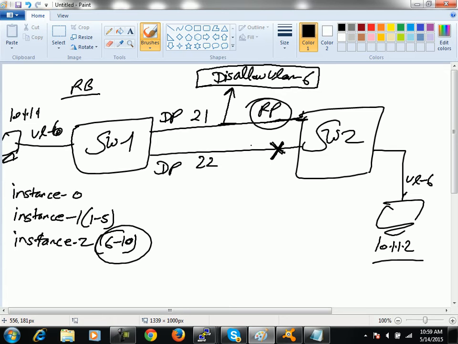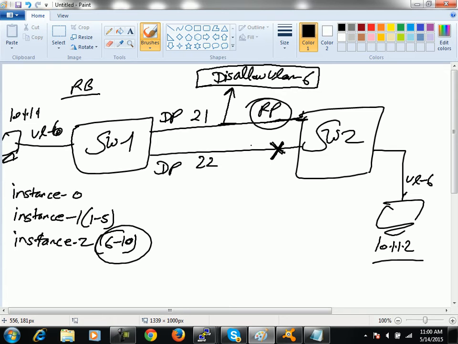Now, what are the solutions to this problem? First, allow VLAN 6 on your trunk port 21 itself. Once you allow it, the LAN users of VLAN 6 behind both switches will start to communicate with each other again. Second, if someone says that you are not allowed to modify your trunk allowed list, are you getting my point?